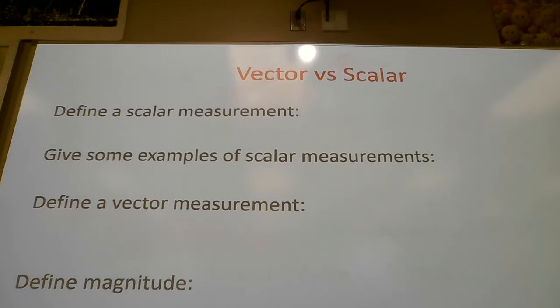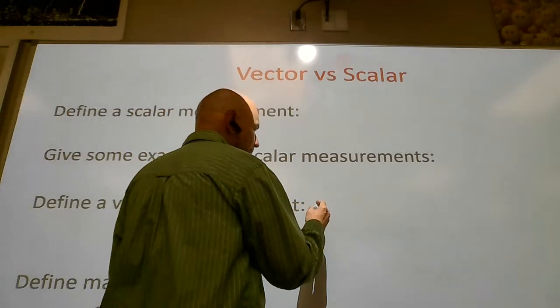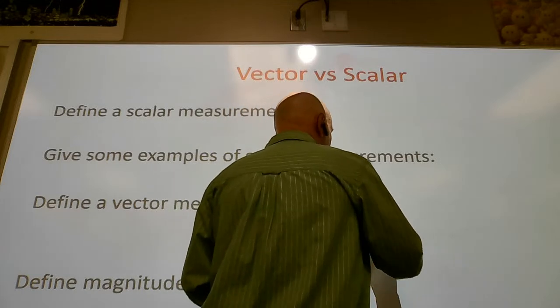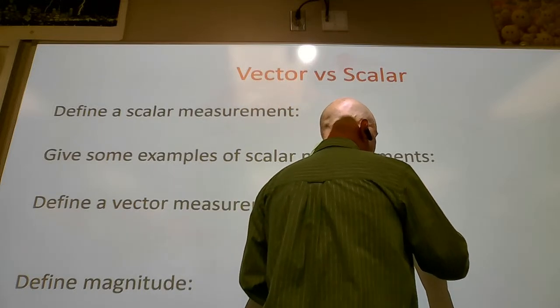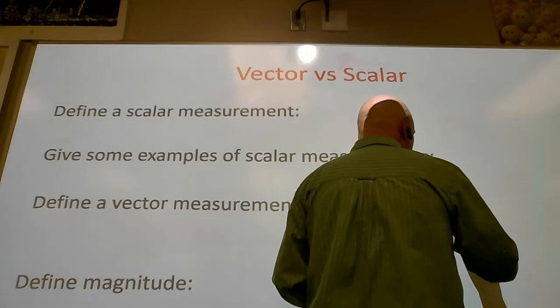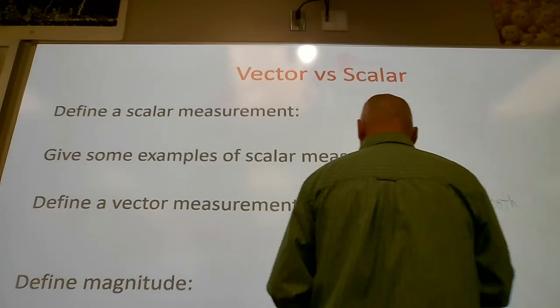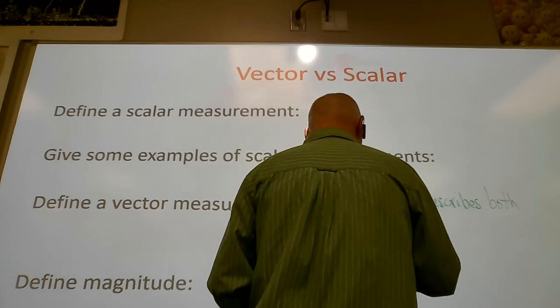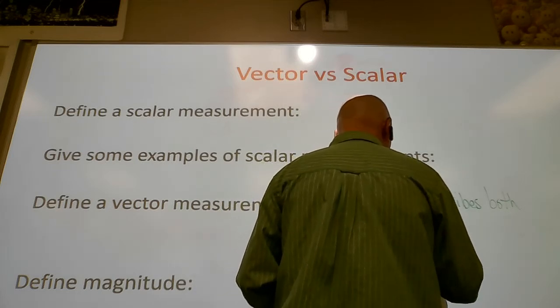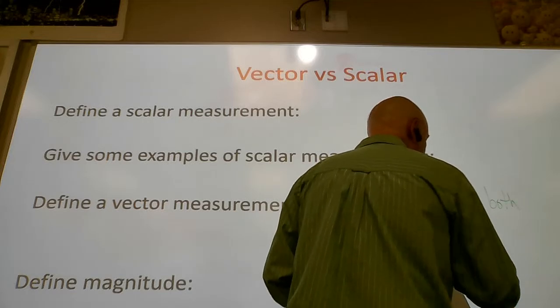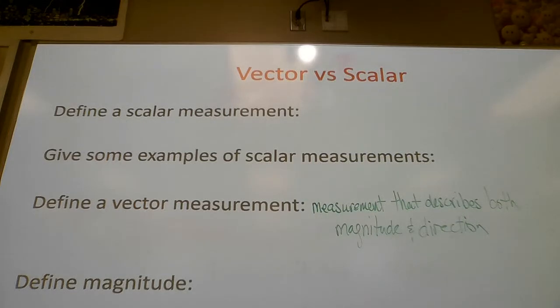A vector measurement. This is a measurement that describes both magnitude and direction. Describes both magnitude and direction.